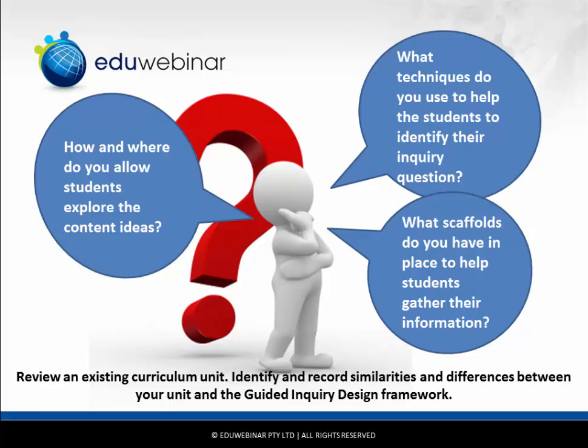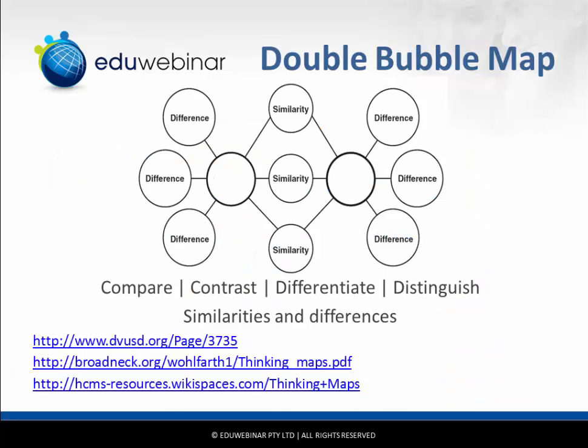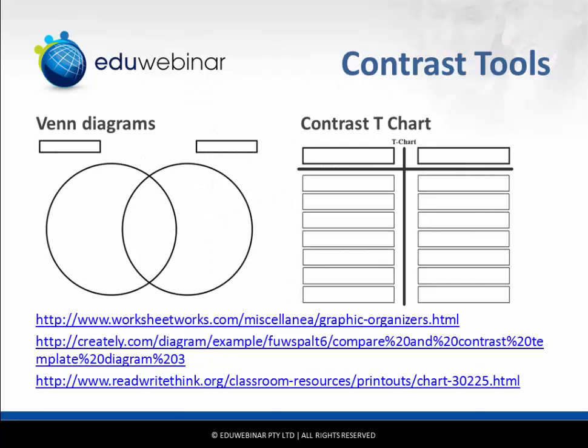Again, I'm wanting you to look at an existing curriculum unit and identify and record the similarities and differences between your unit and the guided inquiry design framework. The tools again, in case you jump to this one before the other, the double bubble, and the links are there, and then the Venn diagrams or contrast T-chart. Now these are just 3 examples. You might have another template tool that you use which does look at capturing the similarities and differences of material.